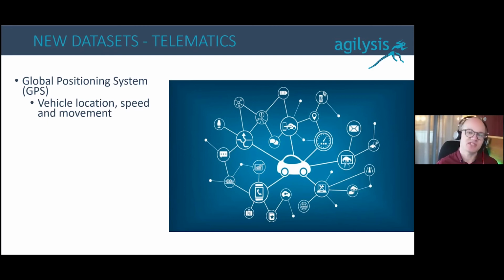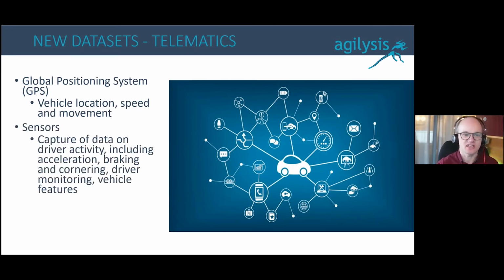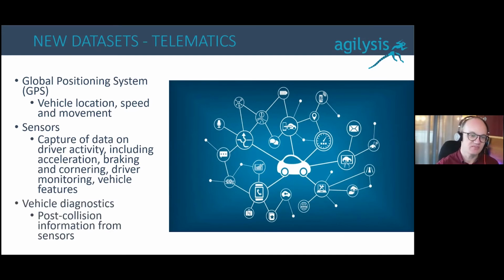And there are 3 different types of data that you can have access to. So there's the GPS data that I'm sure many of you are familiar with and have used, sensor data, including information on the driver activity, acceleration, braking, cornering, other vehicle features that are being used, and then also potentially vehicle diagnostics. I'm thinking a little bit here around post-collision investigation of the moments just before an incident took place, something that may be of relevance to collision investigators.